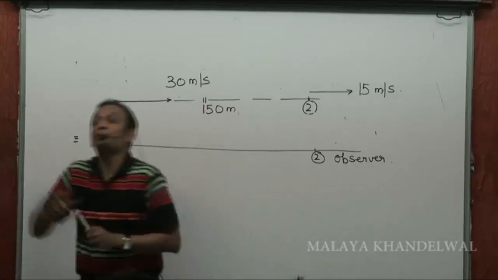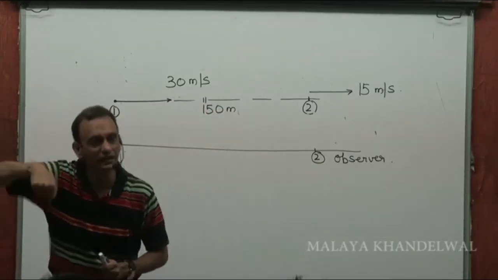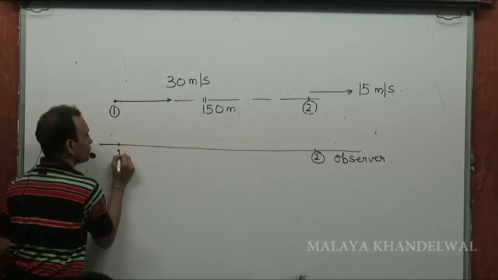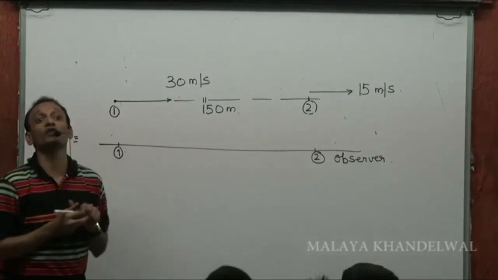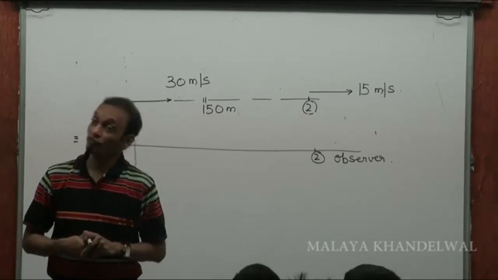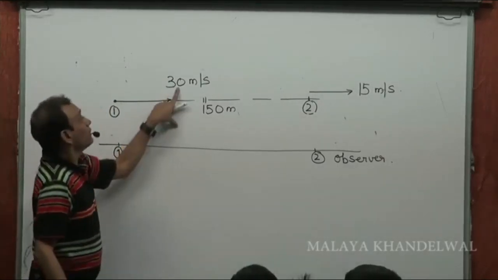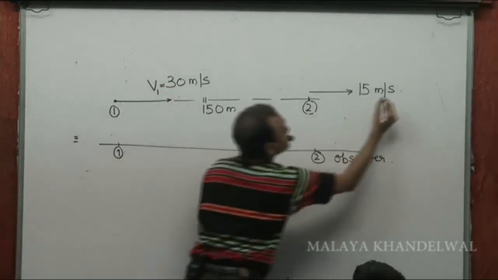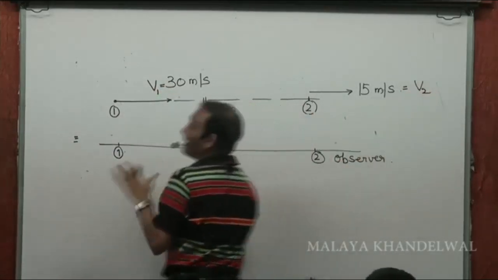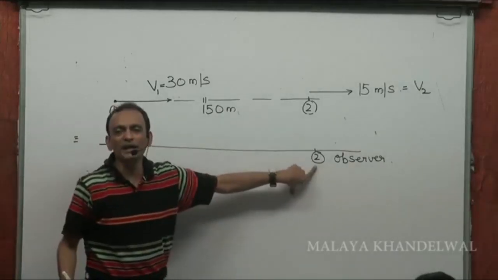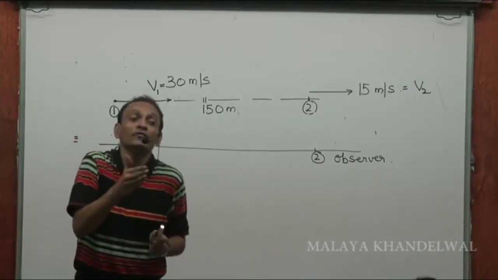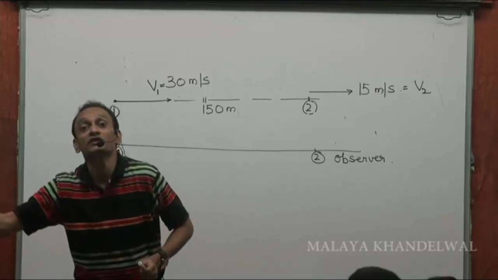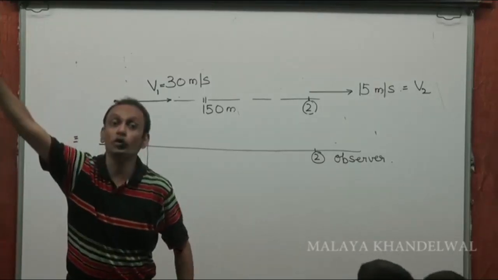That means I am pinning 2 down. And if I pin 2 down, that means I am reducing the velocity of 2 to 0. Then I want to modify the velocity of 1. The velocity of 1 will no longer be V1. It's going to be V1 minus V2, the velocity of 1 with respect to 2. If I'm pinning 2 down, the 1 will no longer have a velocity V1. It will have a modified velocity, V1 minus V2, where V2 is the velocity of the observer.